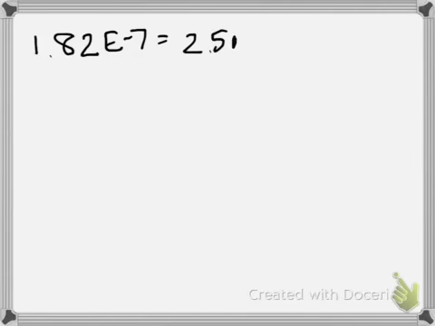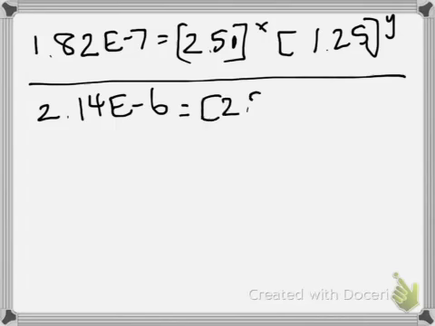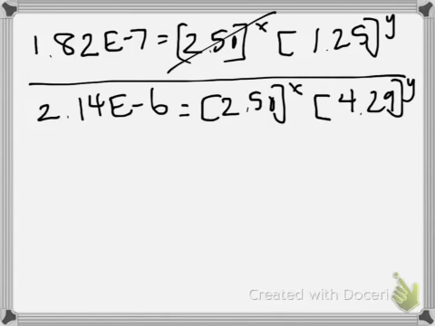So, experiment 2 has a rate of 1.82 times 10 to the minus 7th, and that's going to equal the concentration of A raised to X. At this point, I could put in 1, it doesn't matter, and the concentration of B raised to the power Y. I'm going to divide this by the rate law of experiment 3, which is 2.14 times 10 to the minus 6, and that's going to equal now 2.5 raised to the x and 4.29 raised to the y. I can see that A cancels, as does K. Oh, I forgot to add K. That's not good, but K cancels as well.